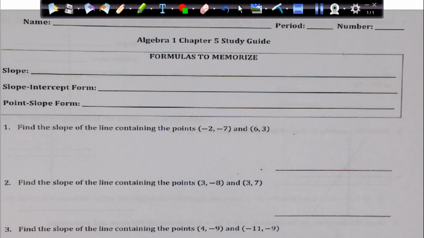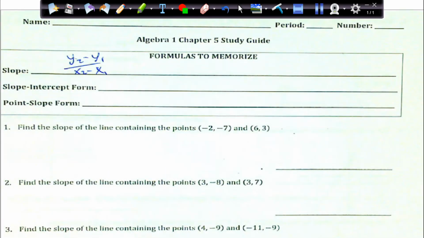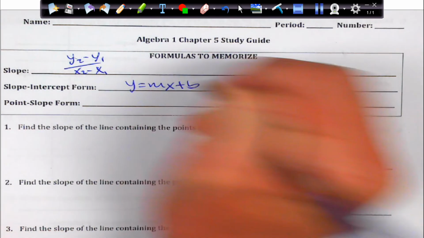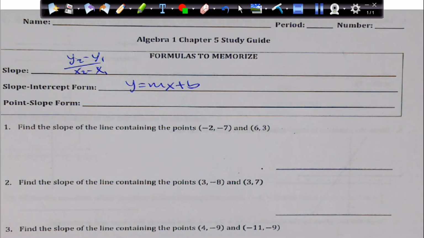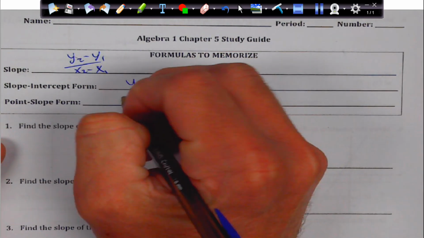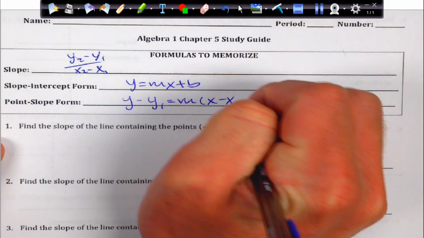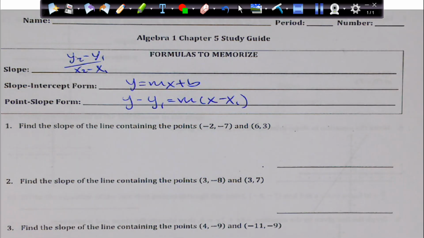Alright, so formulas to memorize. Slope formula is y2 minus y1 over x2 minus x1. Hopefully these are so repetitive that we have them memorized. Y equals mx plus b is my slope-intercept form, and point-slope is y minus y1 equals m times (x minus x1). With those three things, we can pretty much do everything we need to do.